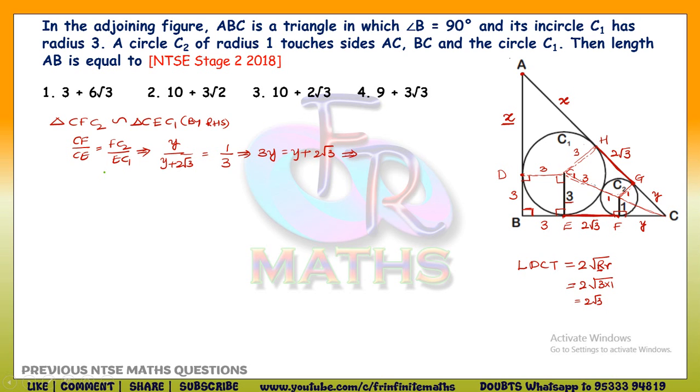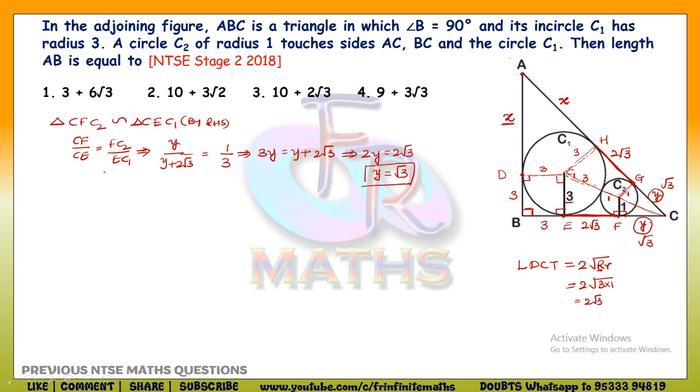So when I transpose that, I am going to get 2y is equal to 2 times root 3. So from this, y is equal to root 3. So the value of y is root 3. So instead of y, what can I write? I can write it as root 3. Then this y is also equal to root 3.